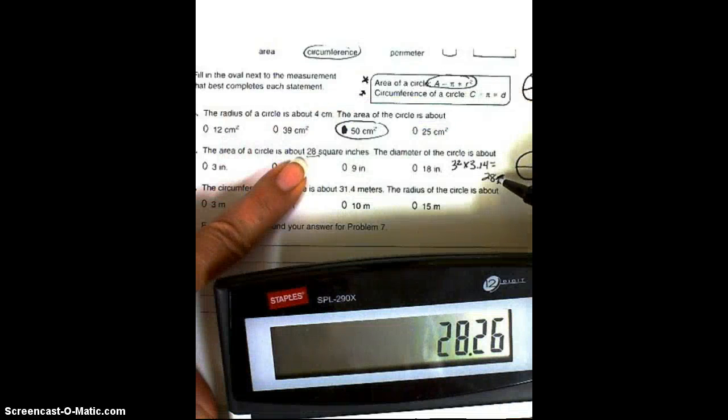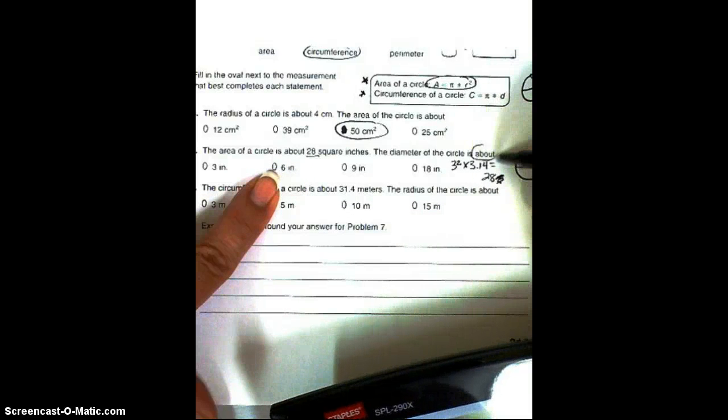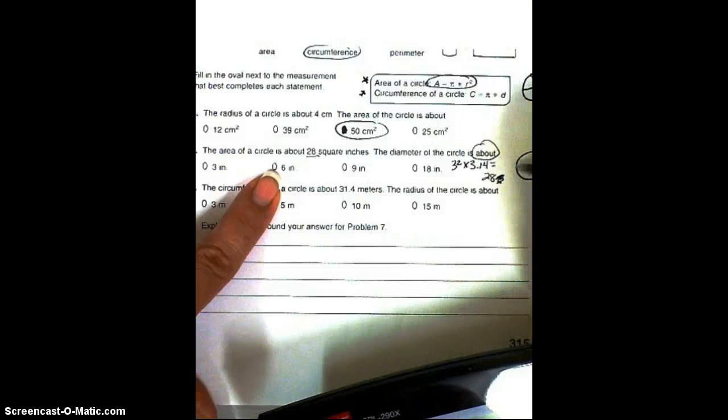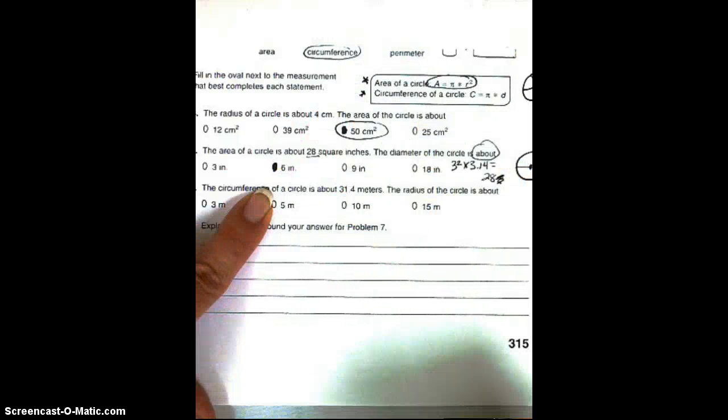Now we're off a little bit because we know that it wasn't exactly 3, it was close to 3, and again we're at about. See how it says about? So if the radius is 3, then the diameter would be 2 of those. So 3 plus 3, we're going to get about 6. We know it's not exact, but close to 6.